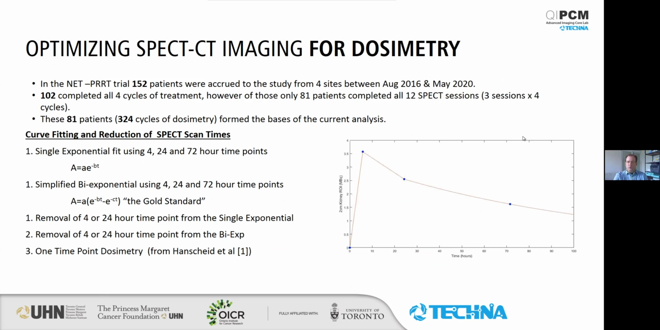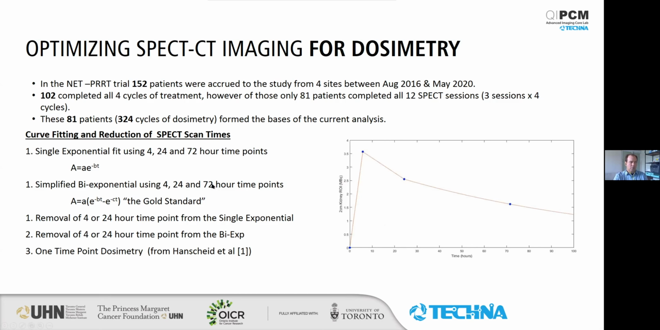These 81 patients are the gold standard patients that we're going to deal with in this analysis. In order to determine whether it'd be safe to remove one or more of the imaging time points, we needed to simulate the effect of different fitting algorithms on the patient data we've received. Ultimately, this is what we get from the SPECT imaging. We'll know that there was a certain amount of activity at 4 hours, 24, and then 72. And we then have to fit a curve to that and determine the area under that curve, which is how we determine the amount of dose to the organ.